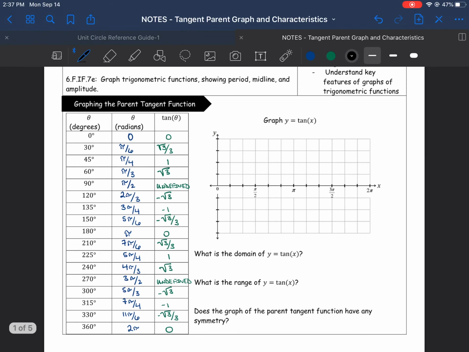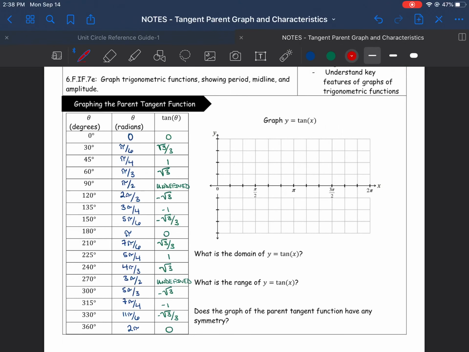So here on your notes, notice that we have the angles 0 to 360 degrees, and I've gone ahead and filled in the columns for the angle in radians and for the tangent of those angles. What we want to do is take this graph and graph it on the plane provided. So let's go ahead and plot some of these points and graph it.